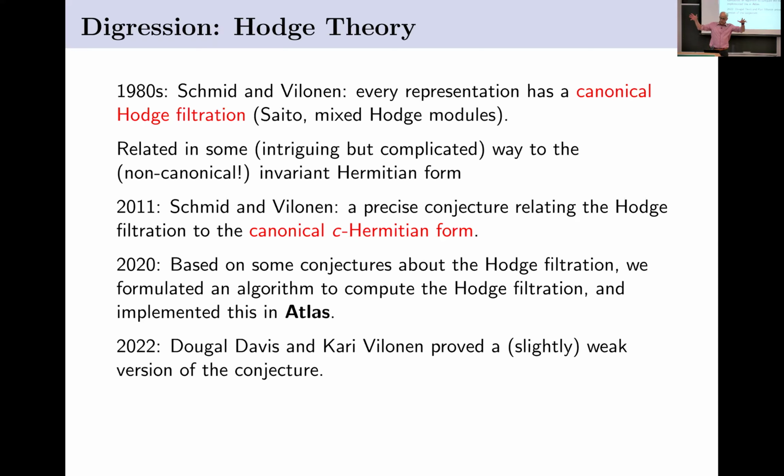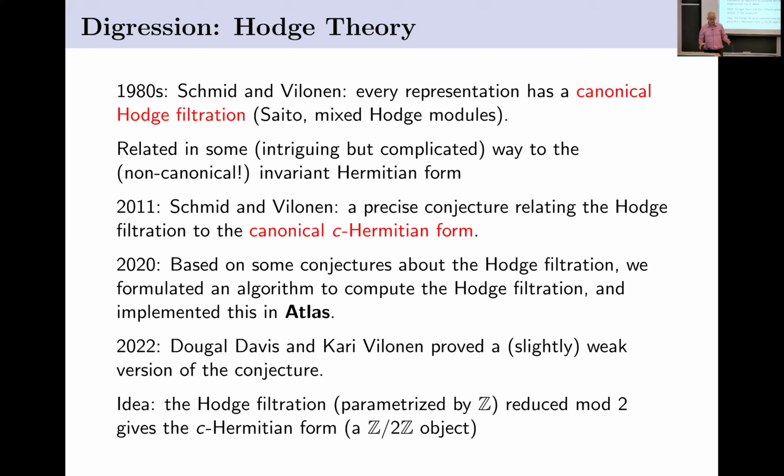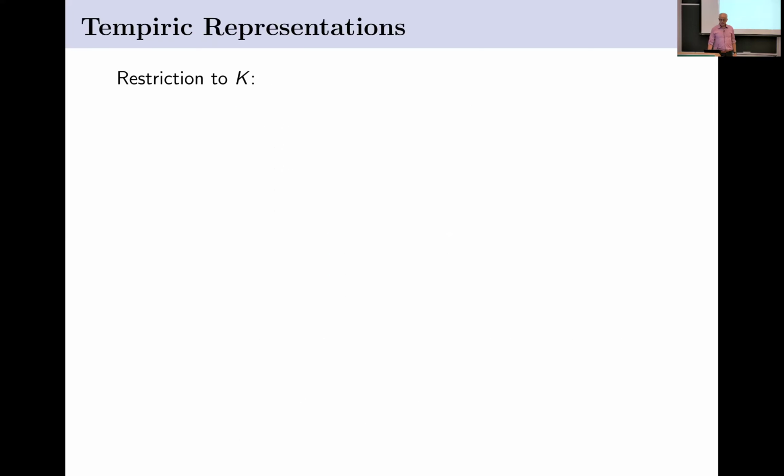So the full strength of their conjecture still hasn't been proved, and I don't know if it ever will be, but what they've proved is more than enough for applications to representation theory. And basically, it's what I said earlier: the Hodge filtration, which is a Z object, if you reduce it mod 2, you get the Hermitian form filtration, the Z2 grading of the Hermitian form. Okay, so back to our regularly scheduled program.